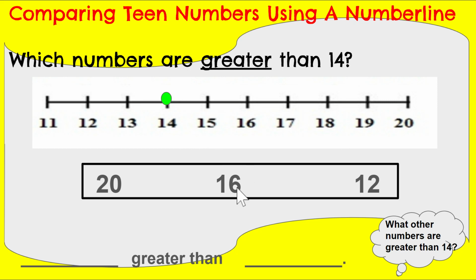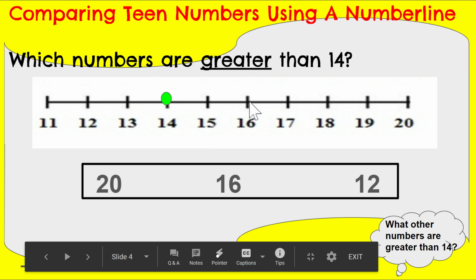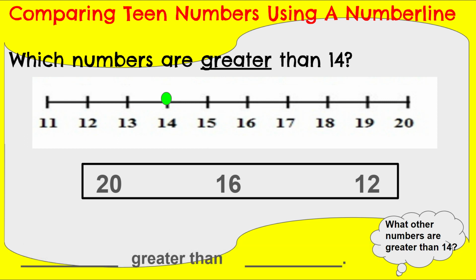So that's one number. How about the number 16? There's my number 16. And that's also to the right. It's also greater than 14. My numbers are getting larger when I jump this way. How about 12? Oh, 12 is over here on my number line. It is less than. It's to the left. So my numbers 20 and 16 are greater than 14. So let's say that together in our sentence. 20 and 16 are greater than 14.